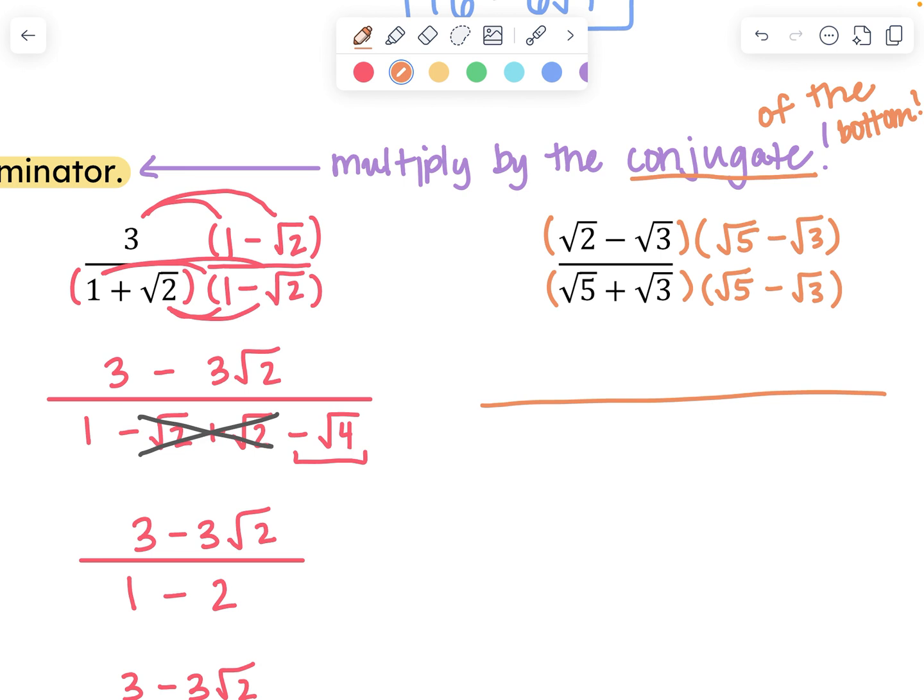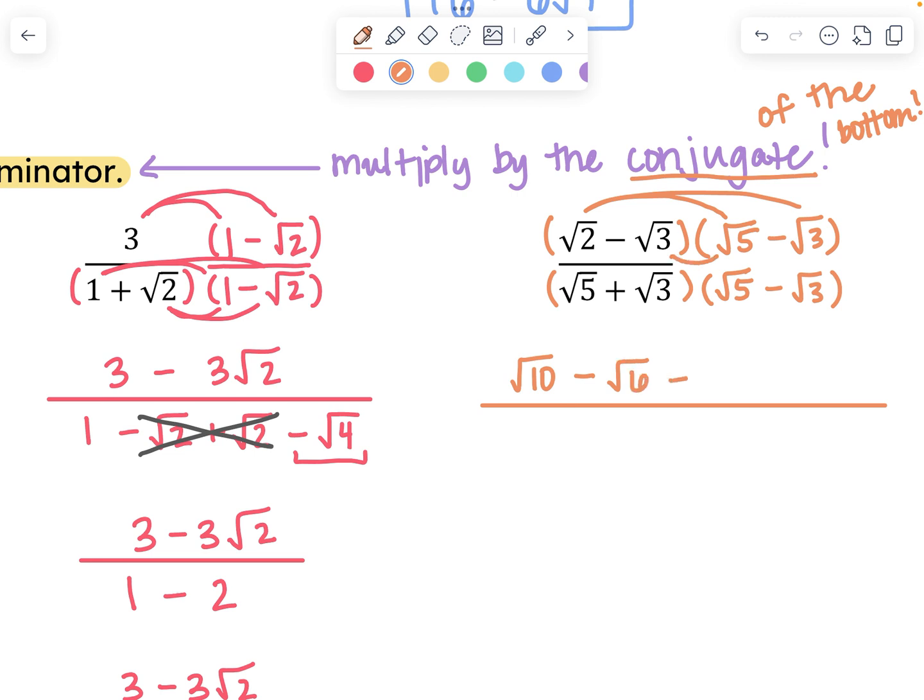So let's multiply it out. On the top, first times first, square root of 2 times square root of 5 is going to give me the square root of 10. Outside times outside, minus the square root of 6. Inside times inside, minus the square root of 15. And last times last, a negative square root of 3 times a negative square root of 3 gives me plus the square root of 9.